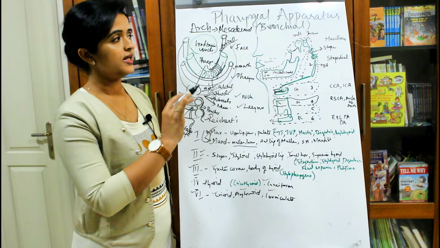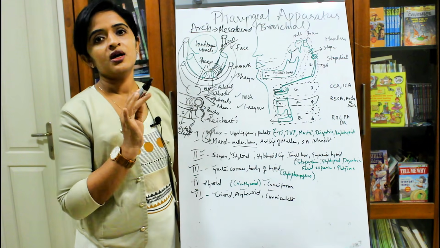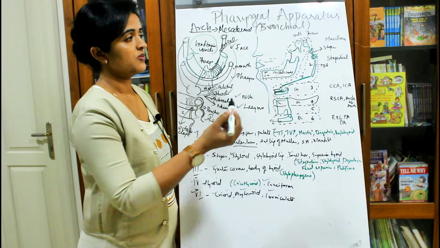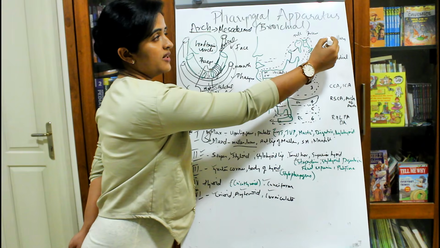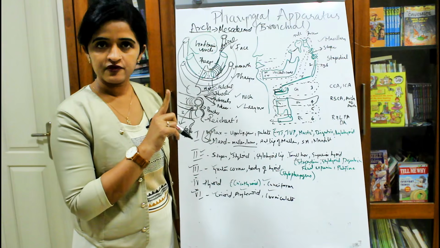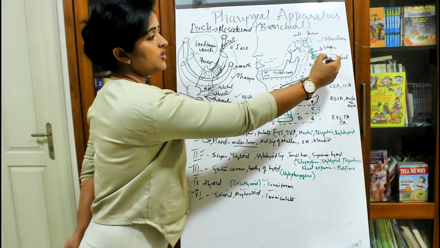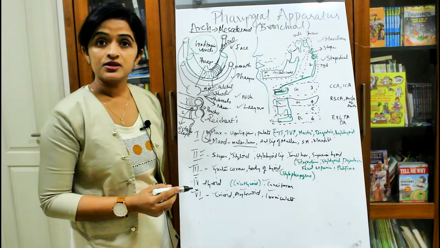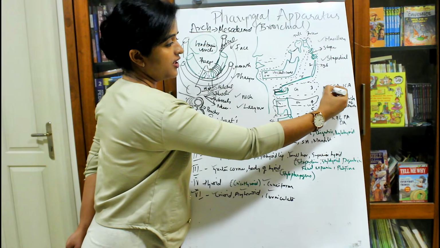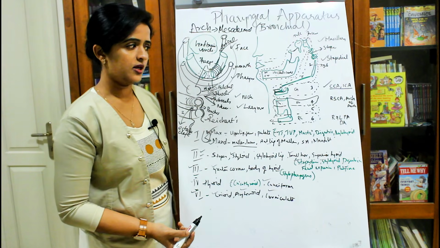For the time being, let's see what are the remnants of the aortic arches seen in relation with each pharyngeal arch. So the first aortic arch, the remnant which you get after development is the maxillary artery. So it is the maxillary artery seen in relation with the first pharyngeal arch. What about the second aortic arch? The remnant which you get in the second aortic arch is the stapedial artery. What about the third arch? The third arch, the aortic arch remnants are the common carotid artery and the internal carotid artery.